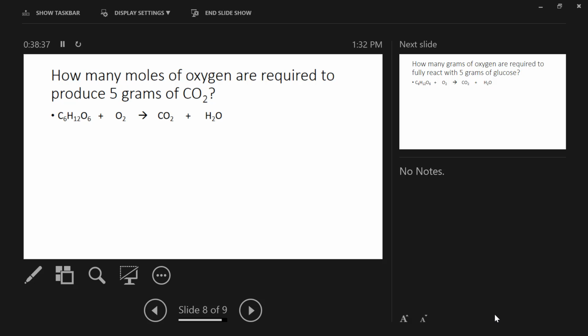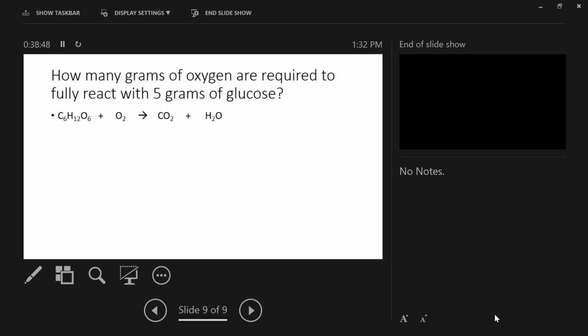Maybe grams to moles, moles to moles, and then moles to grams. That work? Okay. How many grams of oxygen are required to fully react with 5 grams of glucose? So I already told you that this was going to require 3 steps. And other than that, I'd like for you to take a couple of minutes and see how far you can get in this journey to answer this question.